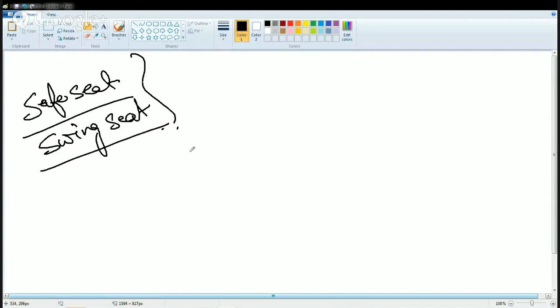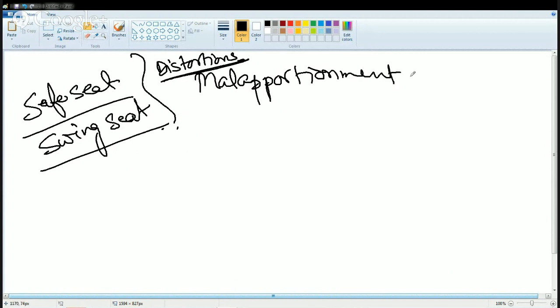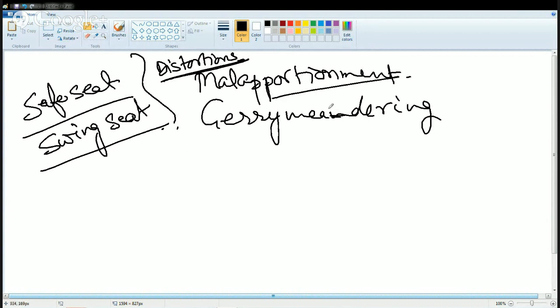So, to understand these concepts, there are a few terms in electoral geography, namely the distortions in electoral geography. First is malapportionment, and second is gerrymandering. So let's understand malapportionment first. We already understood what apportionment is. Apportionment is basically allocating the number of representatives to different fields. Then what would malapportionment be?